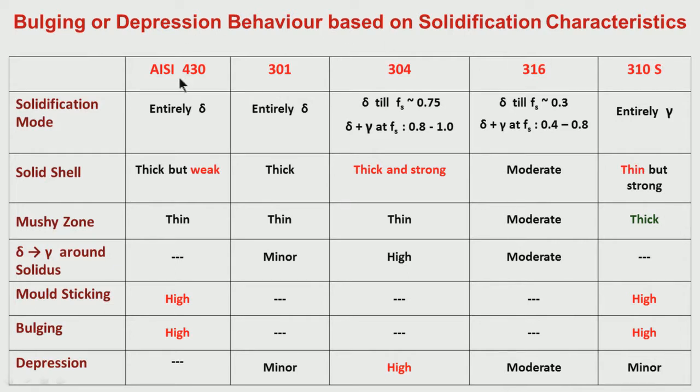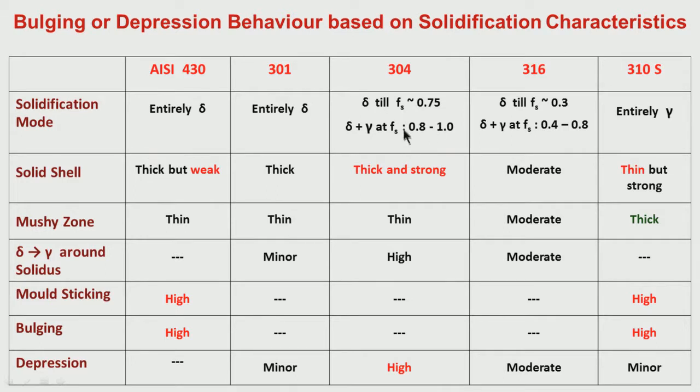So 430, I have told you the solidification mode is entirely delta. Solidification is taking place through ferrite only. So this is one important observation. For 301, again it is delta. So this delta to gamma around solidus is much less. It was slightly lower than solidus. So it is very minor. It is almost 0. Here it is 0. It is almost 0.